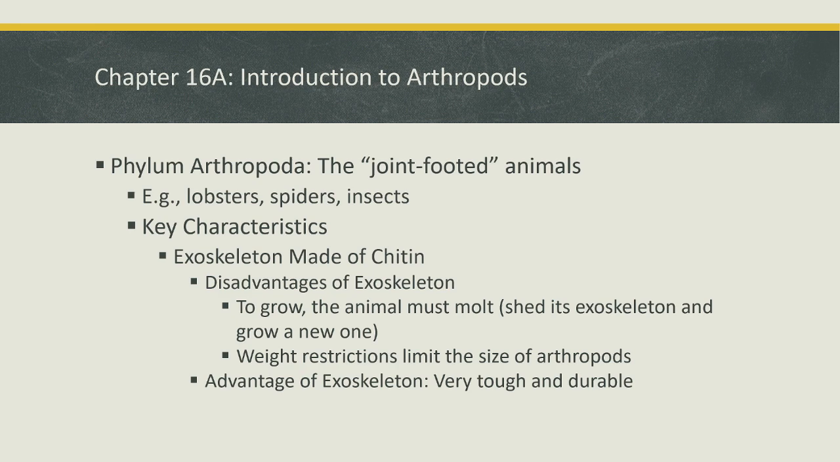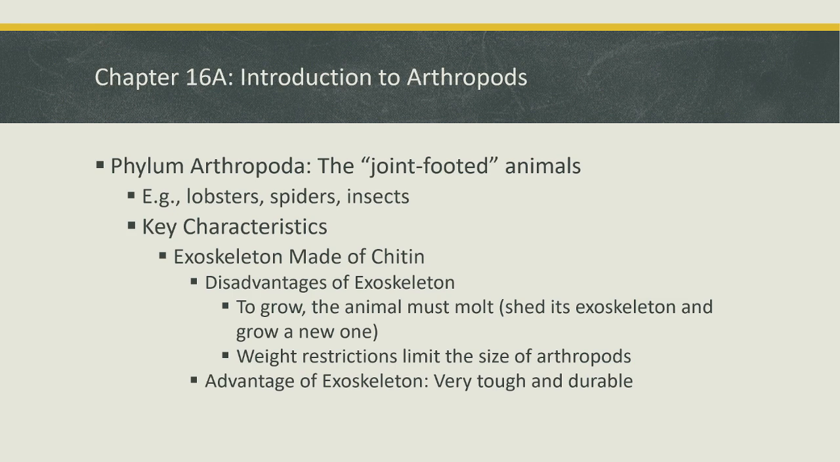Some of the disadvantages of an exoskeleton, though: one is that in order to grow, the animal must molt. When you have the hard plates, the skeleton on the outside, it limits growth because the skeleton is on the outside of the body. So in order for arthropods to grow, they have to shed or in some form crawl out of their exoskeleton and then grow a new one that is bigger than the previous one as they are growing into it.